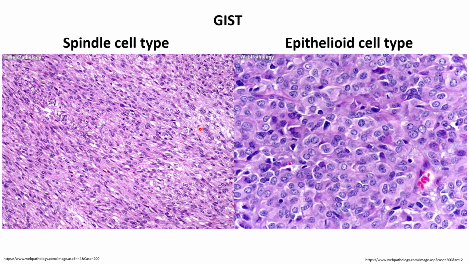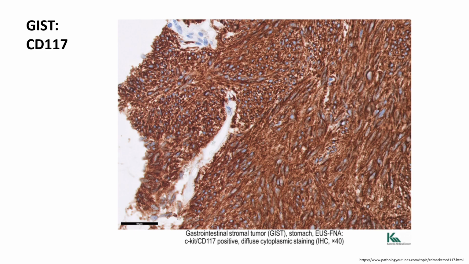Spindle cells are thin, elongated cells. In the picture on the right, we can see that the tumor cells are epithelioid. They are polygonal and have plump cytoplasm resembling epithelial cells. So as we said, GISTs are positive for CD117 immunohistochemical stain, and in this slide, we can see that the tumor cells are strongly positive for CD117 and they are staining brown.